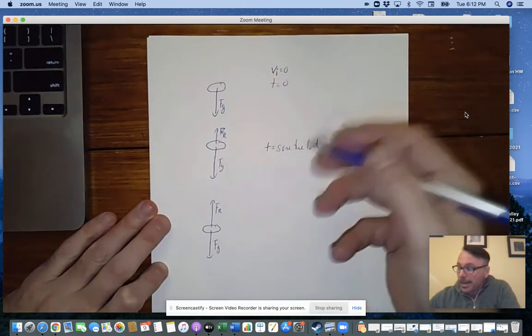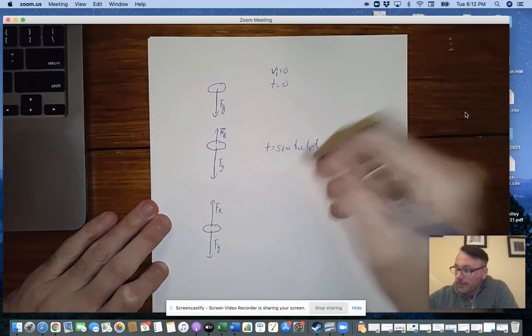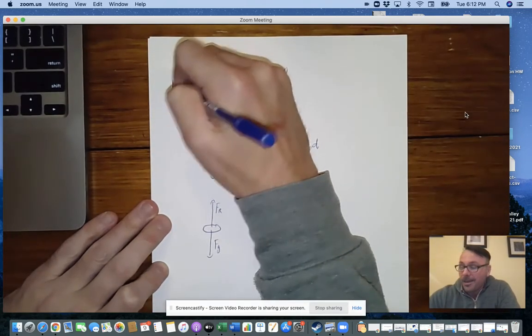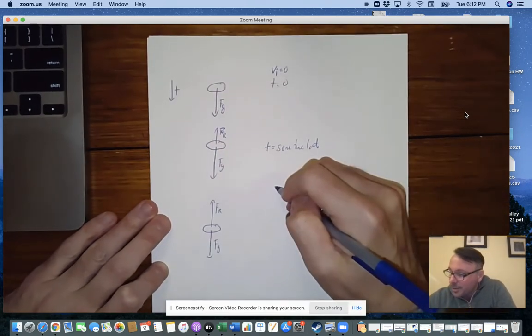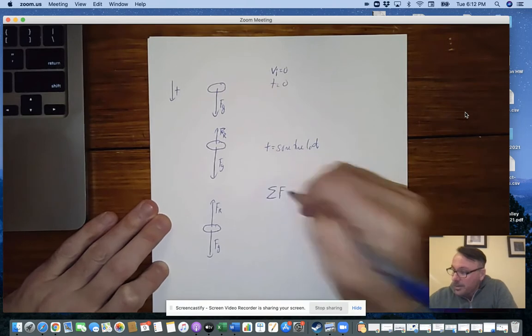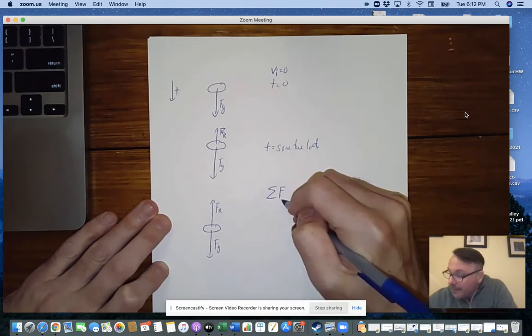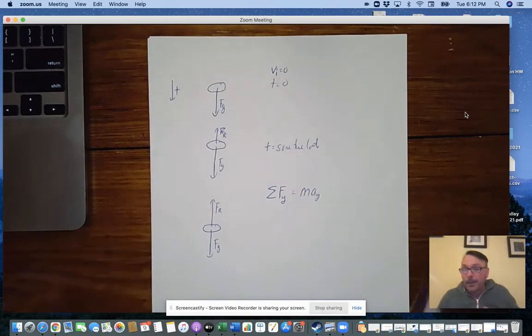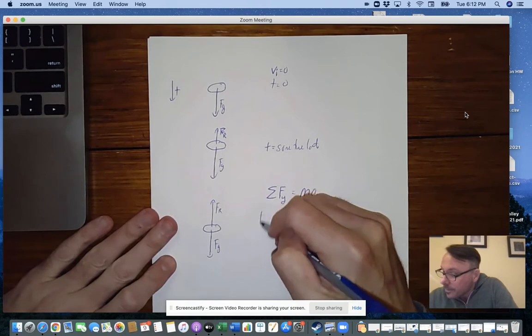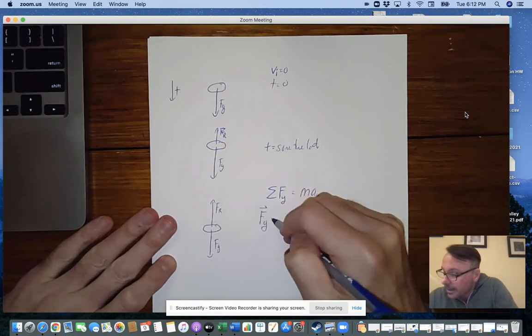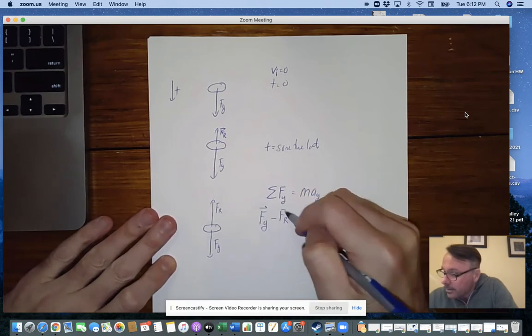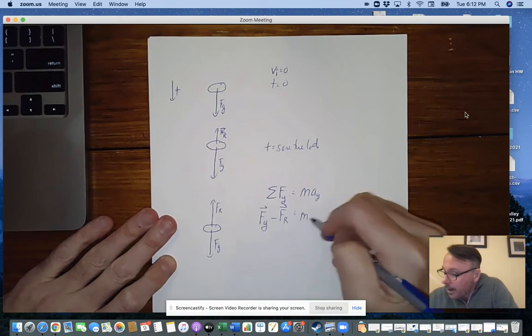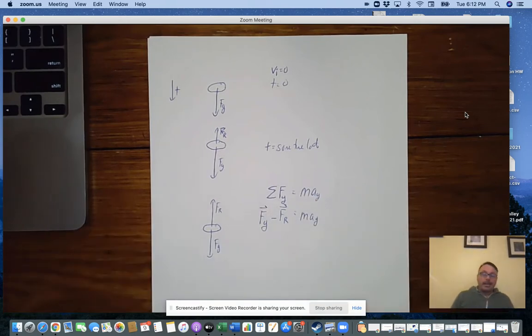Because if I were to look at a net force equation, so let's just do that very quickly. And this is where it gets a little tricky, right? So if I do a net force equation in the vertical direction, that's going to equal m a_y. Now, it's very tempting to want to do the following: F_G minus F_R equals m a_y. But that's going to be problematic.